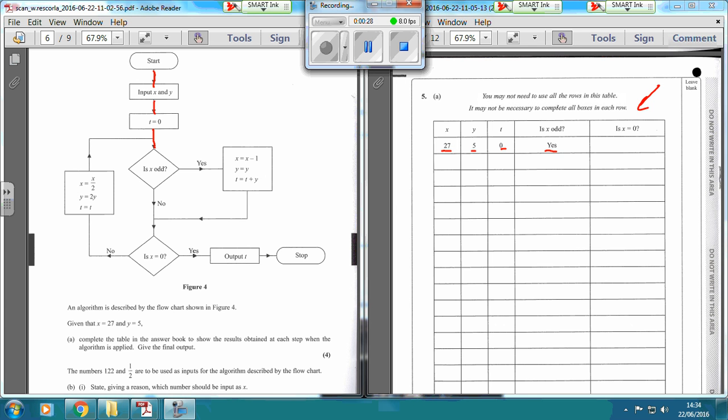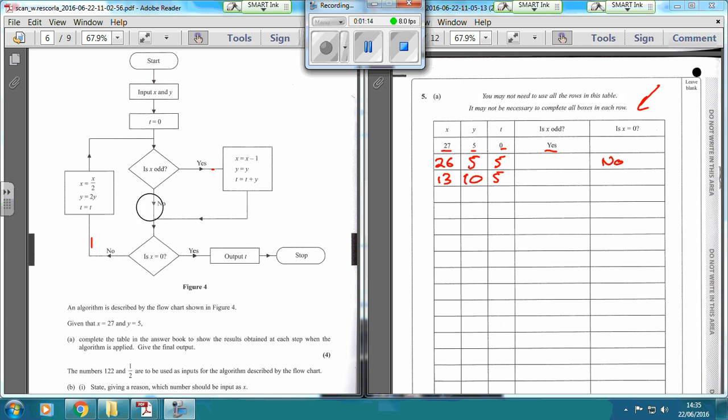Is x odd? They've said yes. So, we go this way. Because x is odd, we now set x equal to x minus 1, so that's 26. We set y equal to y, and t equals t plus y, so t is 5. Is x equal to 0? No. So if we go back around here, x is x divided by 2, so that's going to be 13. Y equals 2y, so that's going to be 10, and t equals t, so that's 5. And we go back round to here.